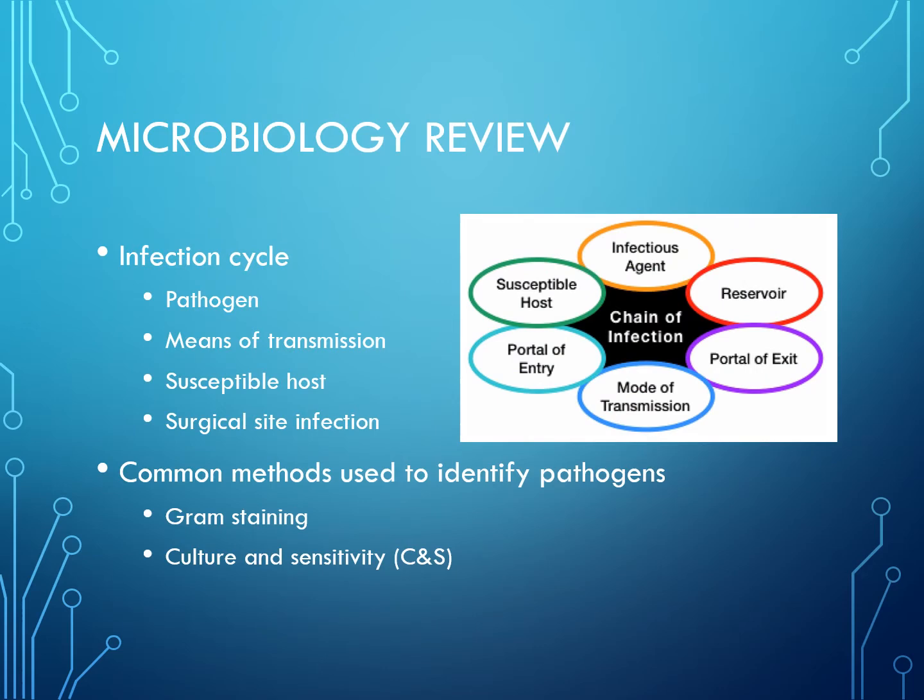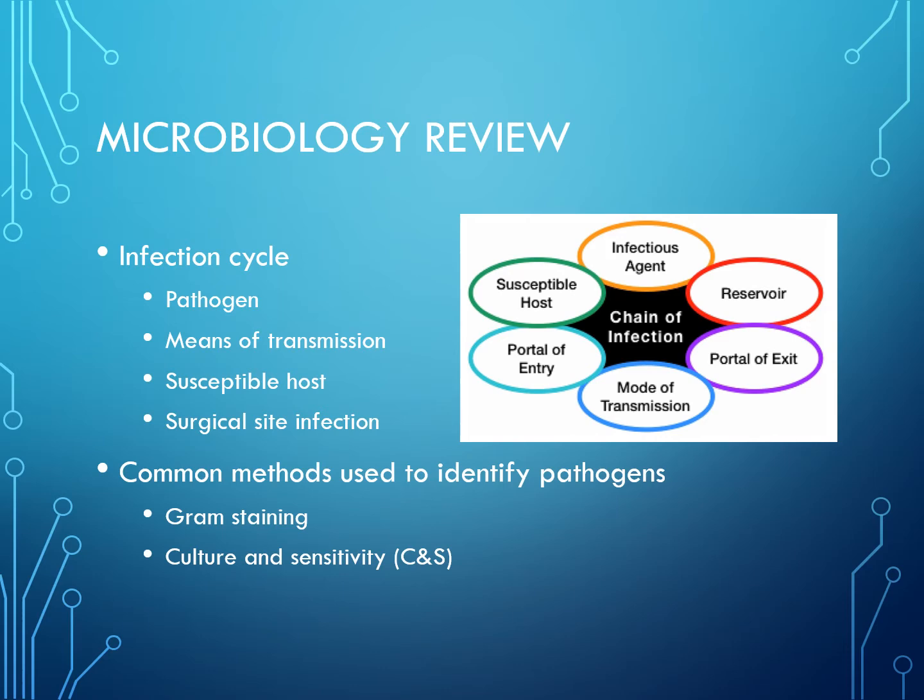If you think back to microbiology, you'll think of the infection cycle when we're talking about how infections occur. So it has to start with a pathogen. That would be, for example, the Staphylococcus aureus on the skin. It has to have a means of transmission. In this case, it could be the instruments that we use in surgery. A susceptible host, if you have a break in the skin, for example, when you're making an incision for surgery, that is creating a susceptible host. And then all of this in turn can create a surgical site infection.